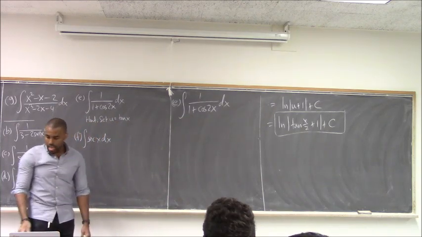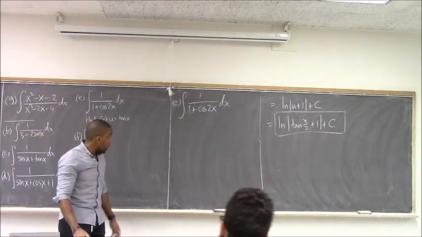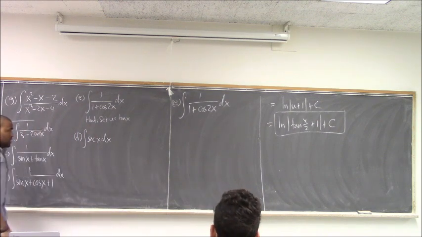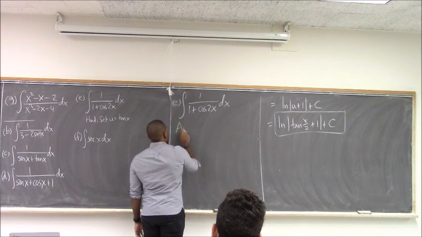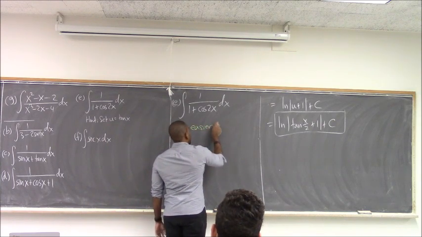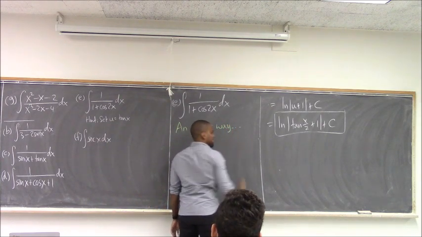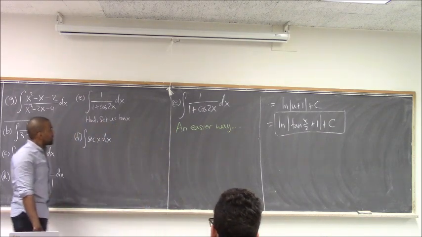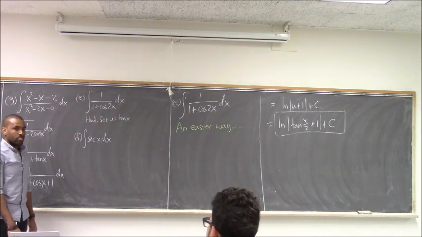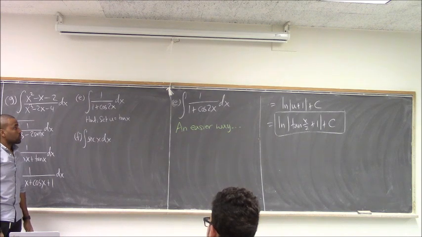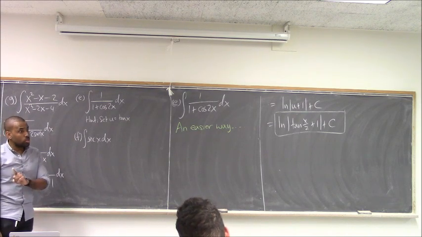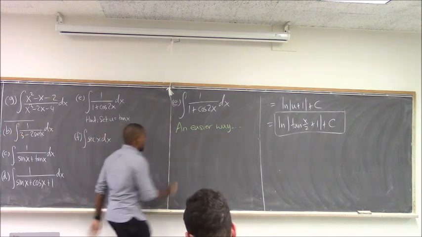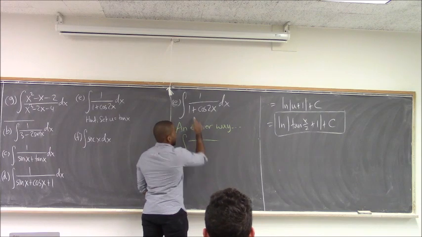Okay, so here I gave you a hint because I wanted you to do a Weierstrass-esque substitution, but there is a nicer way. Anyone think of a nicer way to do this one? Double angle formula. The double angle: cosine of 2x is equal to 2 cosine squared x minus 1. So a nicer way to do this would just be to apply the double angle formula.